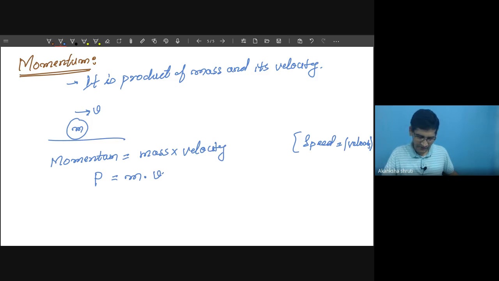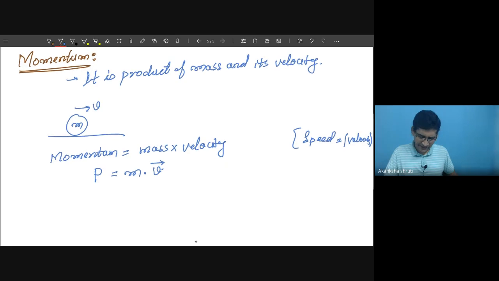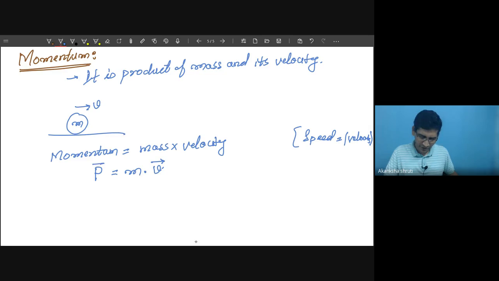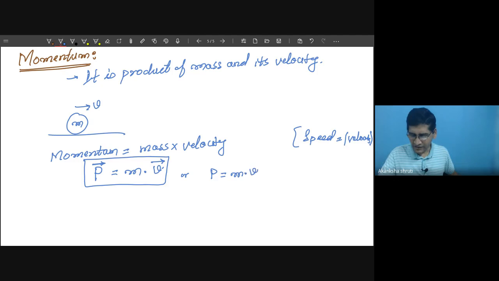is denoted by V. This V is a vector quantity. So putting the arrow over V, this momentum P will also be a vector quantity. So it is the formula. In magnitude form, sometimes this arrow is dropped, and simply mass into velocity is written. It means the same thing, just taking only the magnitude.